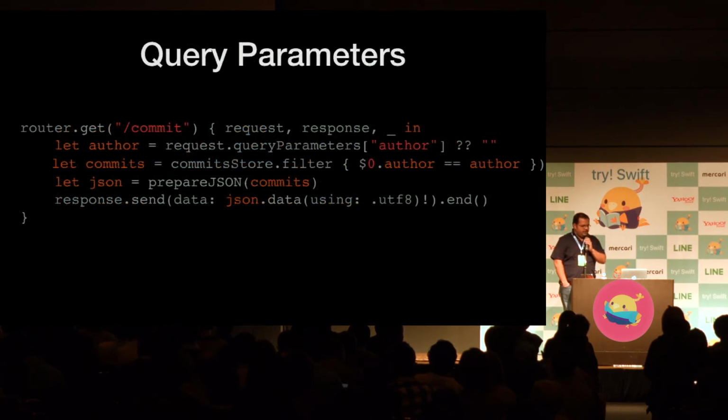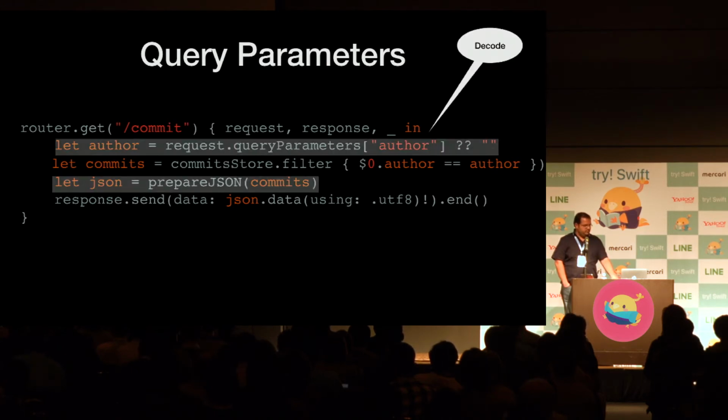So the third one is filtering all commits by author name, and that author name is passed as a query parameter. In this case, Kitura allows you to access the query parameter via request.queryParameters, and then you filter based on the author name, and the resulting commits, you prepare the JSON for that and send it. So here there is a kind of a decoding step, and there is an encoding step.